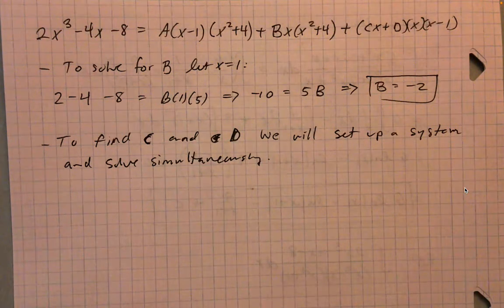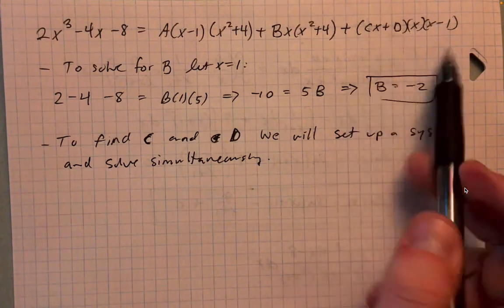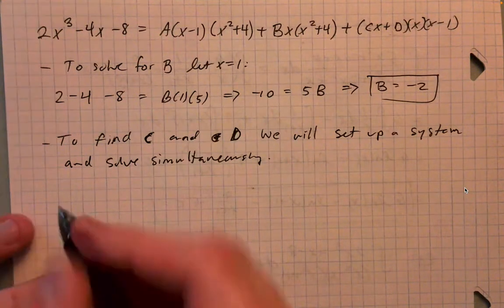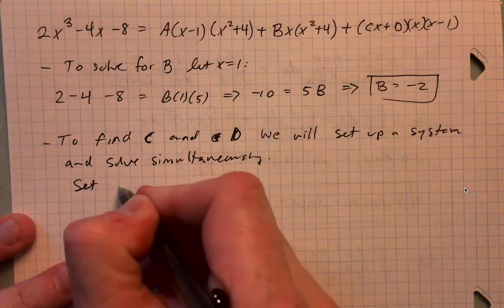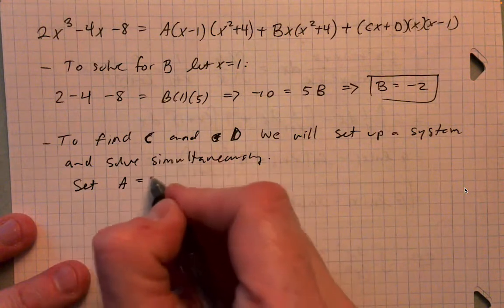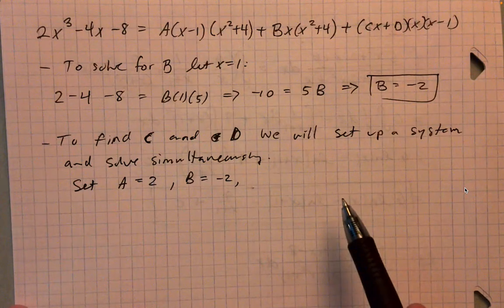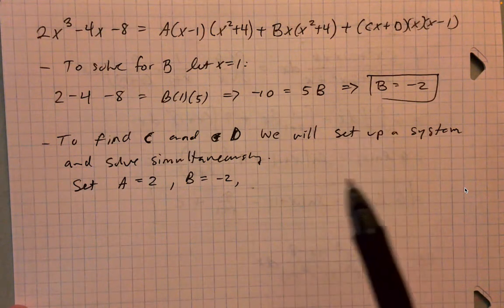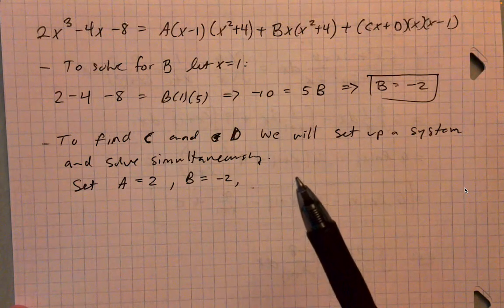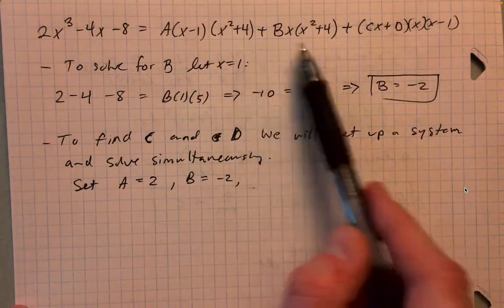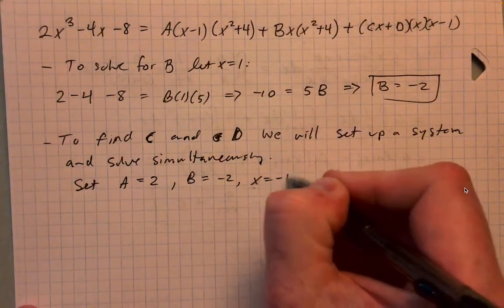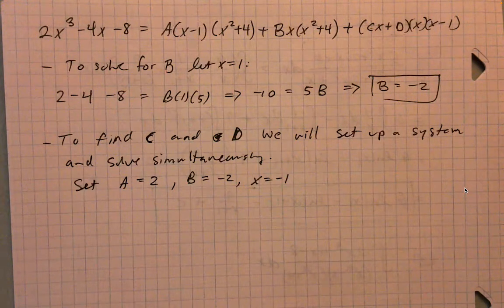Well, we'll use our value of a and our value of b and some value of x. Okay, some value of x that doesn't turn the c and d term into 0. So let's see, what do we find for a? A was equal to 2, b is equal to negative 2, and then we just got to think about an x that'll work here. So we can't use 1 and we can't use 0, so what about negative 1? We'll set x equal negative 1 and see what happens, okay?